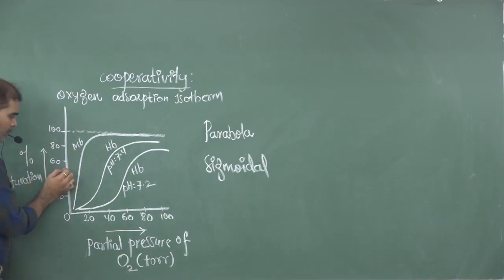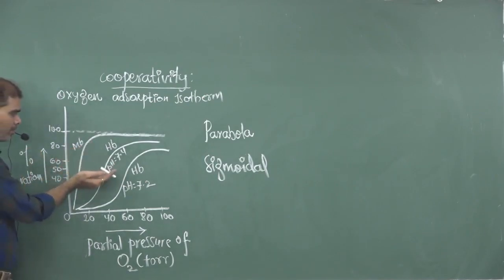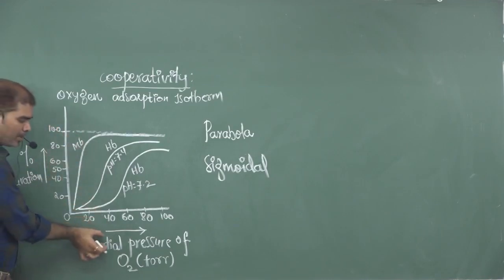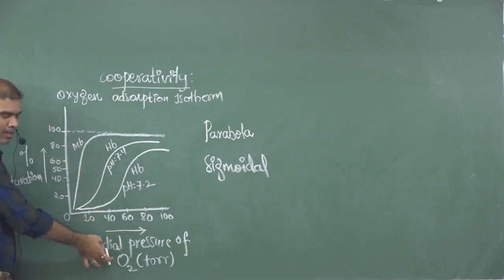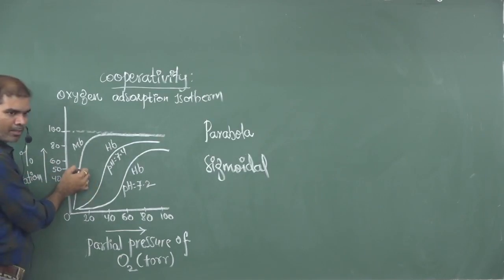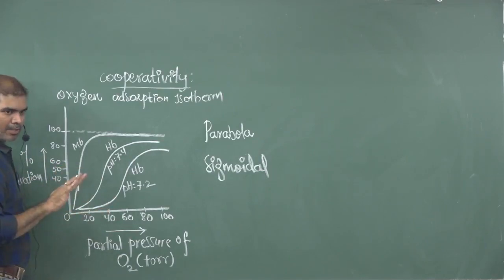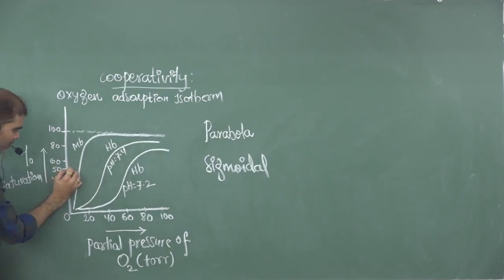Suppose I ask you, I want 50% saturation of oxygen, for this myoglobin or say hemoglobin. How much partial pressure of oxygen is needed to get 50% saturation for myoglobin? Just let us check. I'm comparing myoglobin with hemoglobin. What is the percentage of saturation at a given partial pressure of oxygen? For this 50, this is the point on myoglobin. How much oxygen partial pressure is needed for it? Maybe around 15 or say 16.